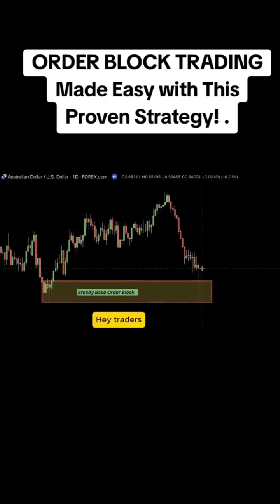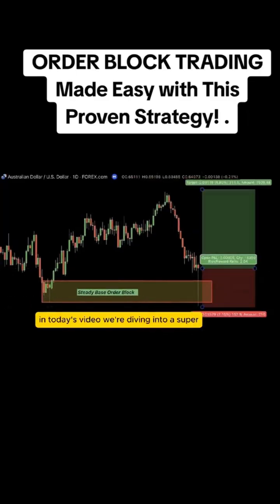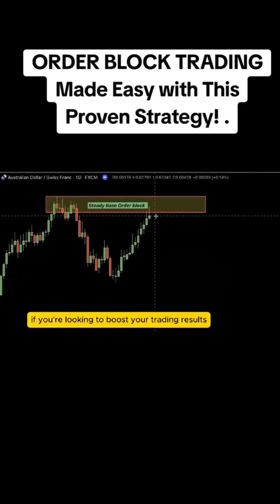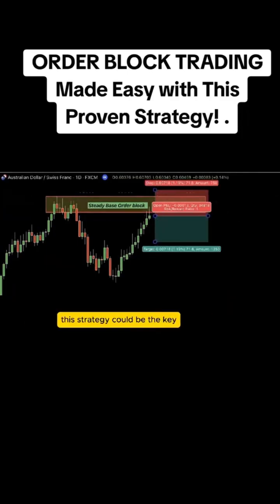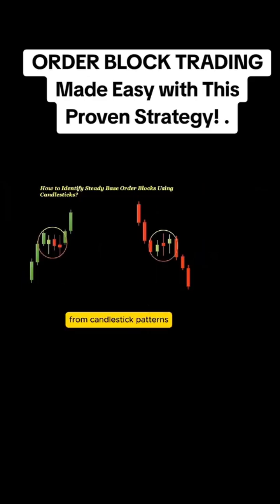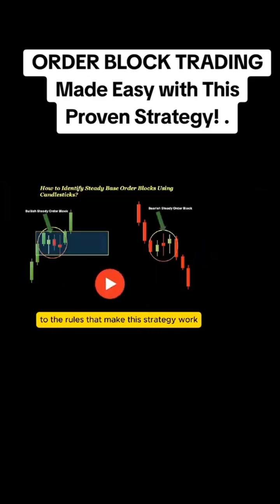Hey traders! In today's video, we're diving into a super effective order block strategy with a high win rate. If you're looking to boost your trading results, this strategy could be the key. We'll guide you through each step, from candlestick patterns to the rules that make this strategy work.